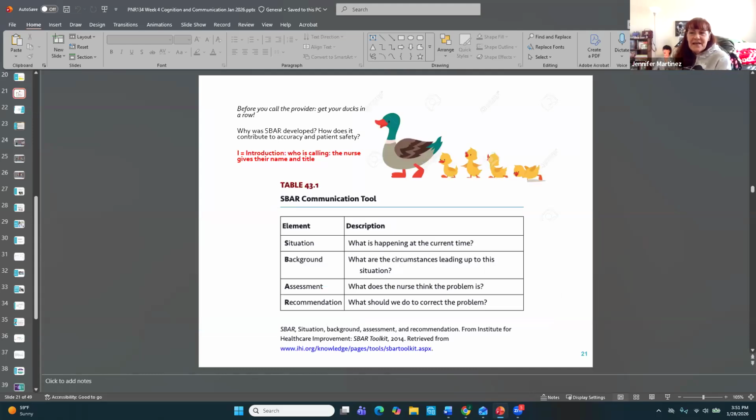All right, so this is another one. Have you guys started using SBAR yet? A little. Yes, awesome. So SBAR, I love this little picture. I love rubber duckies. But anyway, before you call the provider, get your ducks in a row. And so we have SBAR and we have the ISBAR. I don't know if you have heard of ISBAR, but we use ISBAR, especially when we're communicating with providers.